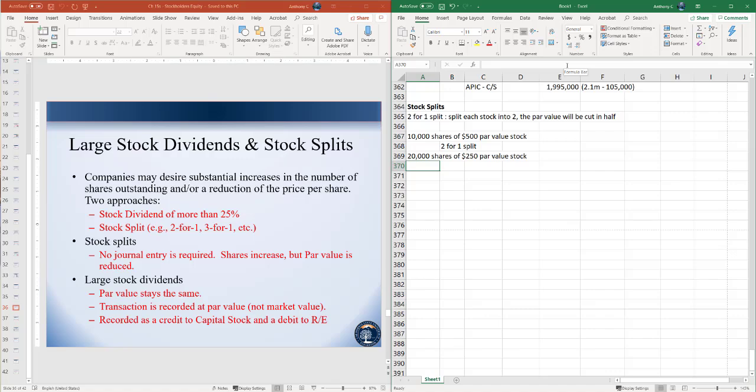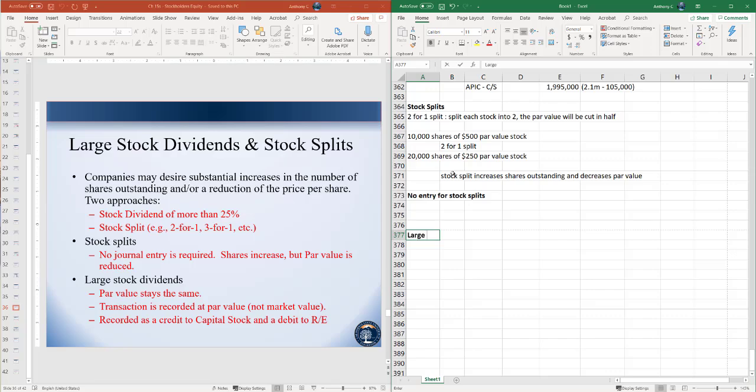So a stock split increases shares outstanding and decreases par value. If a stock split occurs, no journal entry is necessary because ultimately nothing has really happened with the company. So, no entry for stock splits.